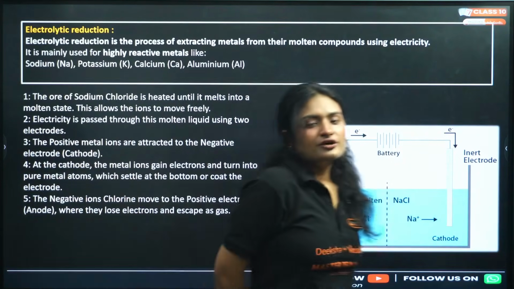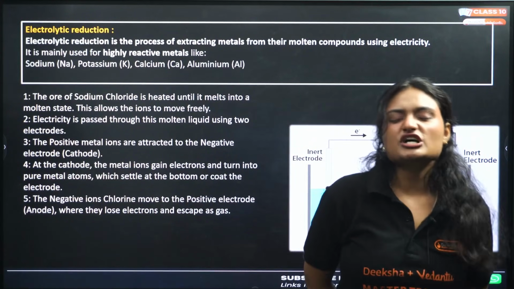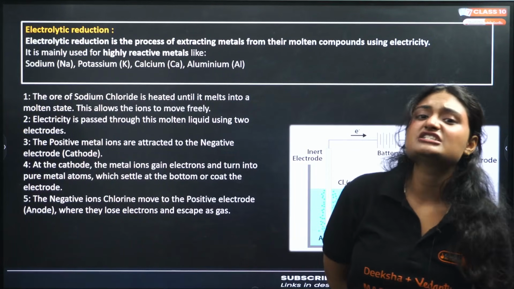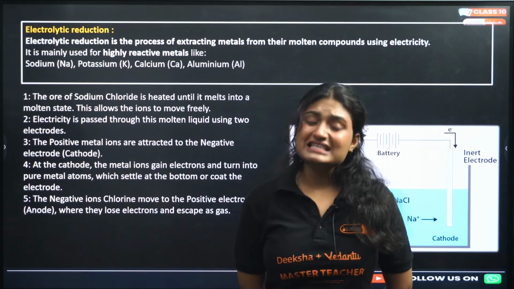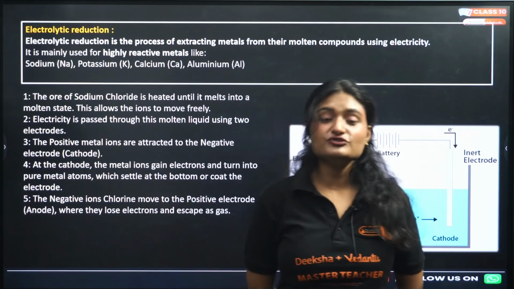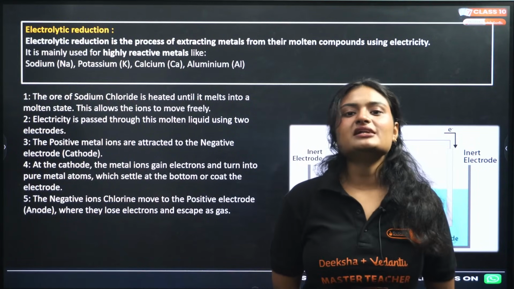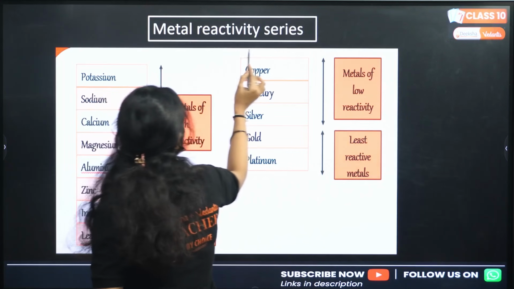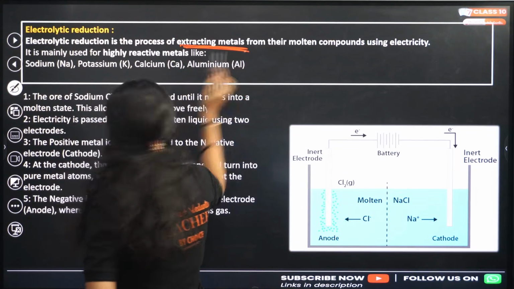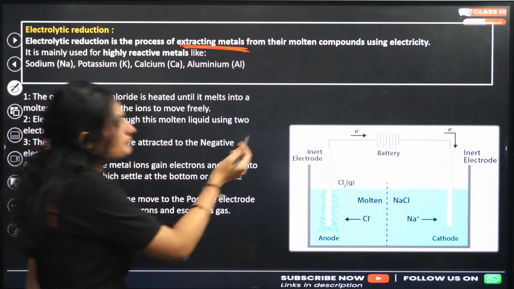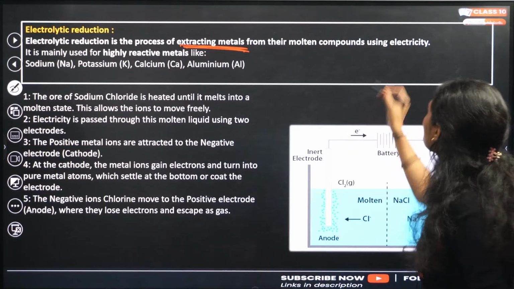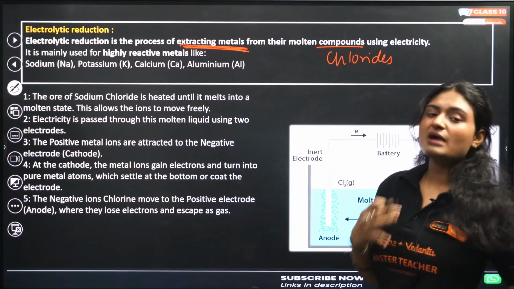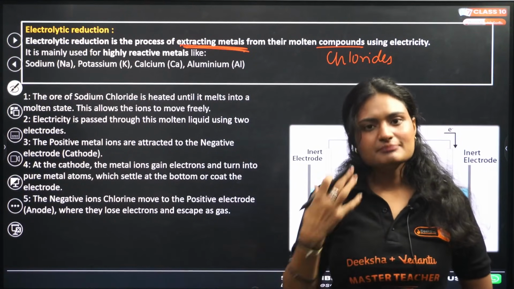Electrolytic reduction. Electrolytic reduction is shown by metals which are highly reactive, for example sodium, potassium, aluminum, calcium. These are the metals of high reactivity, so electrolytic reduction is shown by these kinds of metals. Now what exactly is electrolytic reduction? This is a metal extraction method. Yes, this is a method of extracting metals from their molten compounds. Usually what kind of compound do we have? We have molten chlorides, and we separate them out using electricity. We extract the metal using electricity.